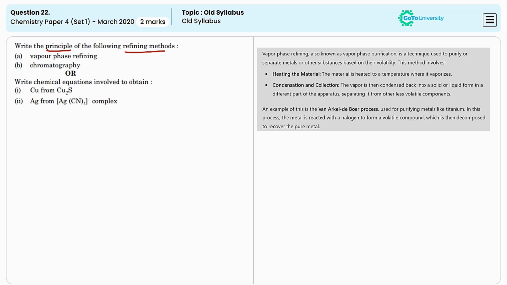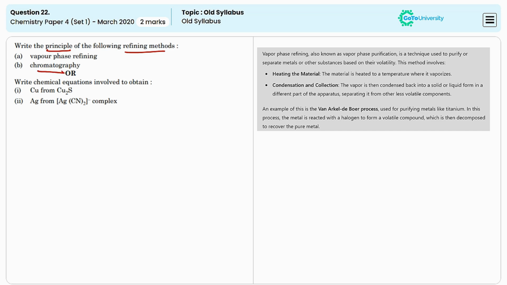In the first step, the metal is reacted with a suitable reagent to produce a volatile compound. For example, in the refining of zinc, zinc is converted into zinc vapor. The second step is separation. The volatile metal compounds are separated from the non-volatile impurities, and this is typically done by heating the mixture and capturing the vapor in a separate chamber. The third step is recovery. The volatile metal compounds are then decomposed or reduced to recover the pure metal.